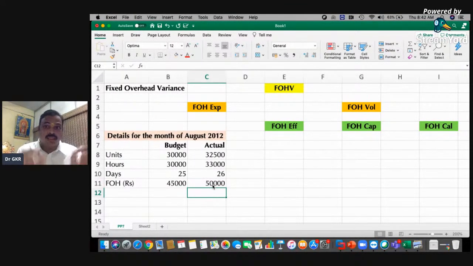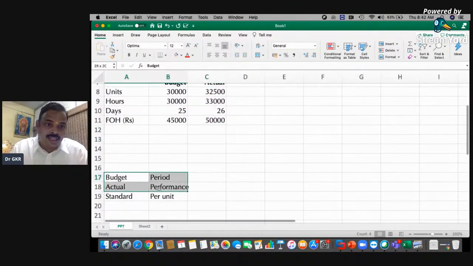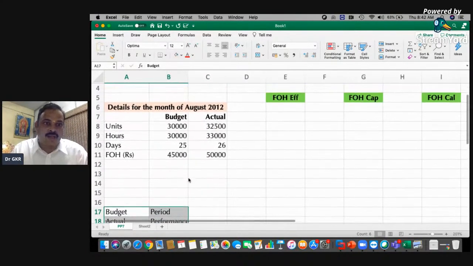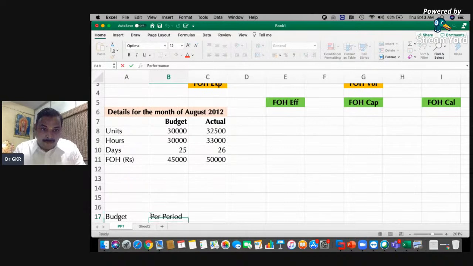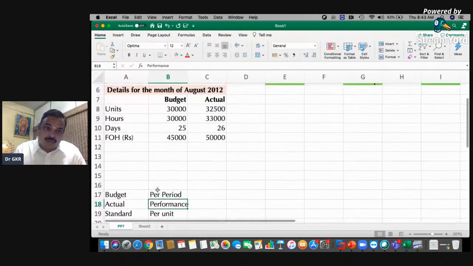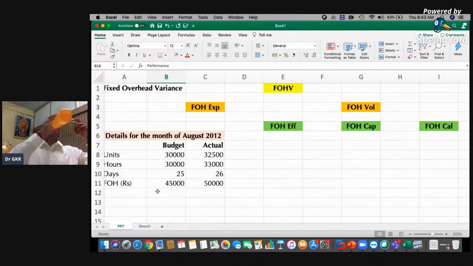Henceforth, you need not go into the question. Let us directly jump into this. Now, as I told you, you need to first find standard per unit. Remember, guys, from standard only you develop budget. Because standard is per unit, budget is per period. Sometimes per month is also budget only. But we always bring to the lowest unit of measurement: 1 unit, 1 day, 1 hour. So all those will be standard.